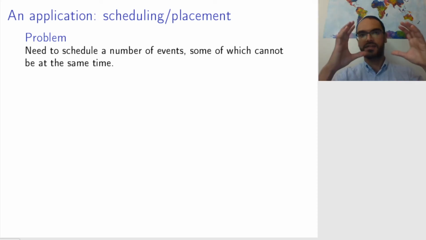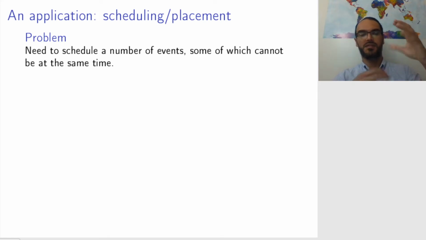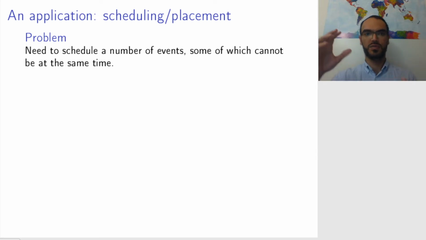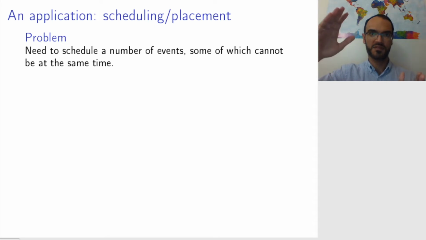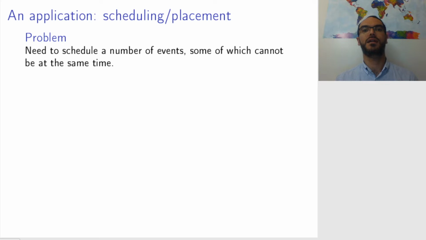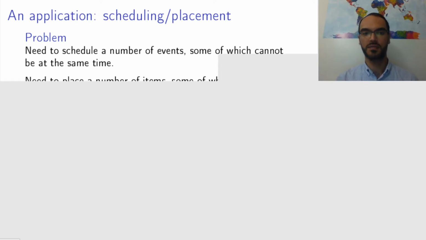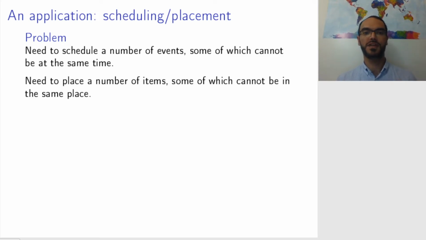Some of them can be at the same time, but some not, because maybe you're scheduling classes and the same students take multiple classes. So you have to figure out how to compress your schedule as much as possible without any two conflicting items being scheduled at the same time. Or you need to place a number of items that have to be placed separately from each other, some of them, so you can't just put them all in one place, and you have to figure out the optimal strategy.